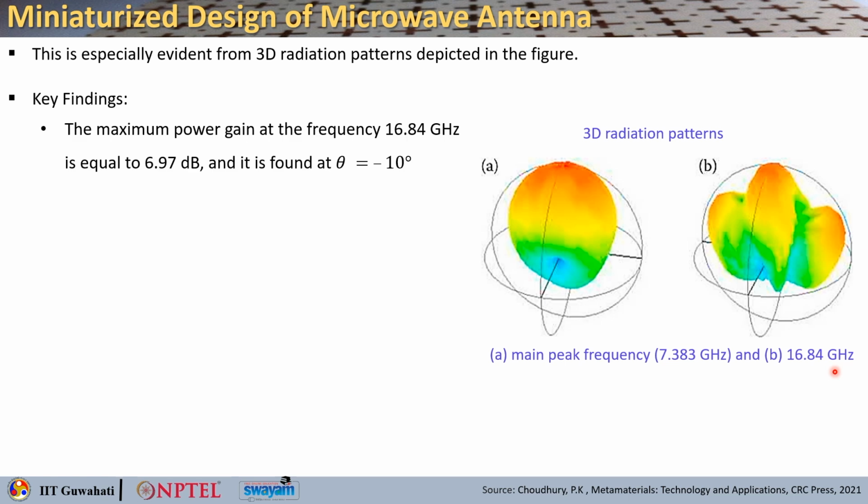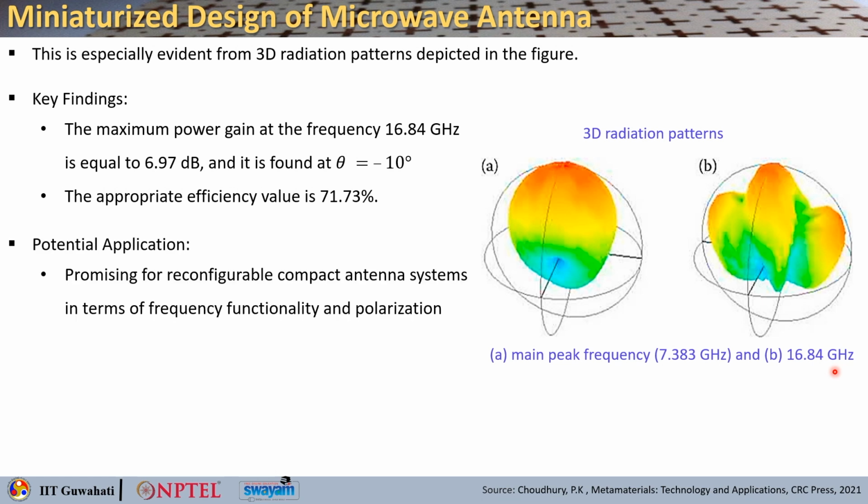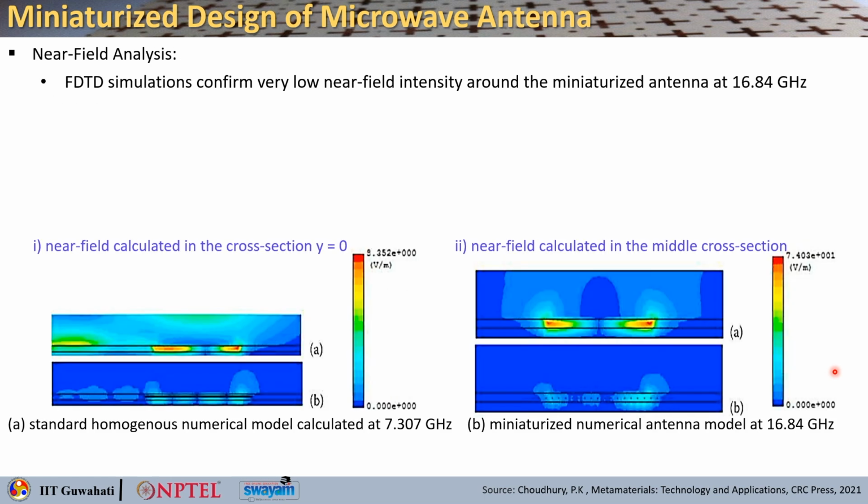So, the key finding here is that the maximum power gain at the frequency of 16.84 gigahertz is also not bad. It is 6.87 dB, which is obtained at an angle of theta equals minus 10 degree, right, and it has got an efficiency value of around 71.73%. So, this result is particularly quite interesting from the point of view of designing reconfigurable compact antenna systems in frequency functionality and polarization.